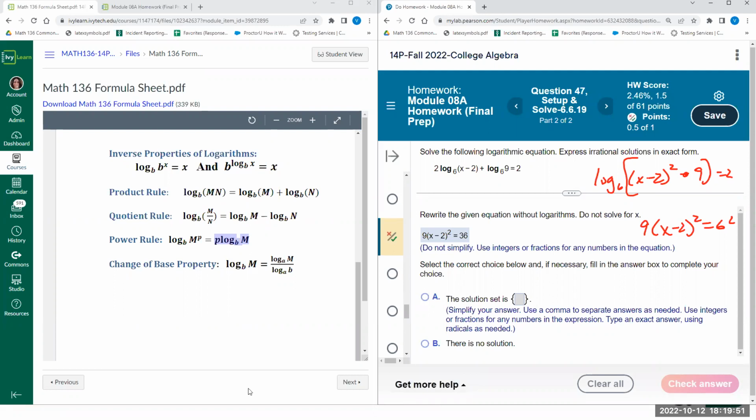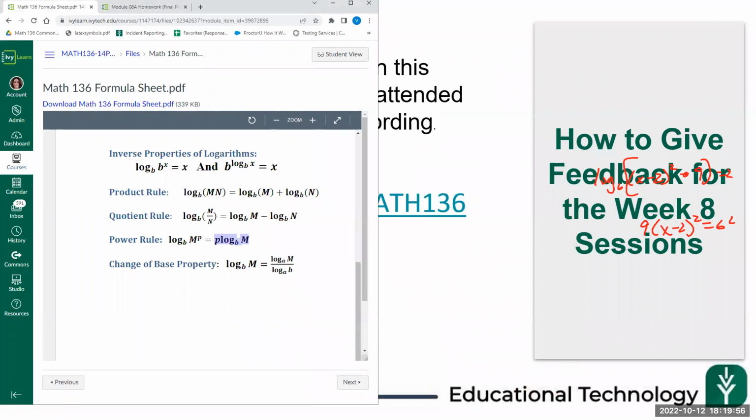All right, well, I'm going to go ahead then.